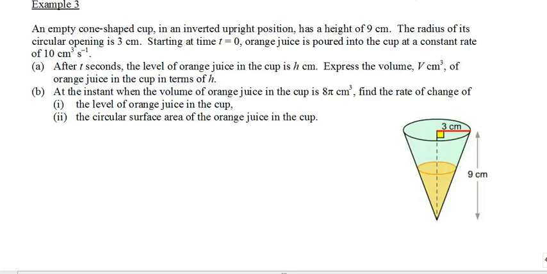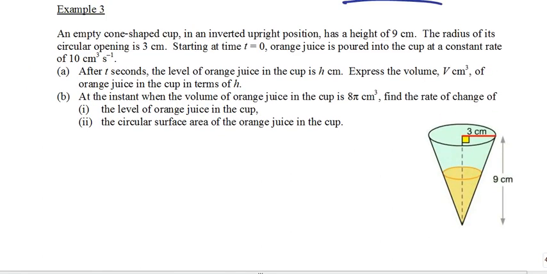Okay, now let's look at example 3. You are given a solid figure again. This time round it is a cone-shaped cup in an inverted position, so it's an inverted cone. And you're told that it has a height of 9 cm, and the radius of the opening of the cup is 3 cm, as shown in the diagram here.